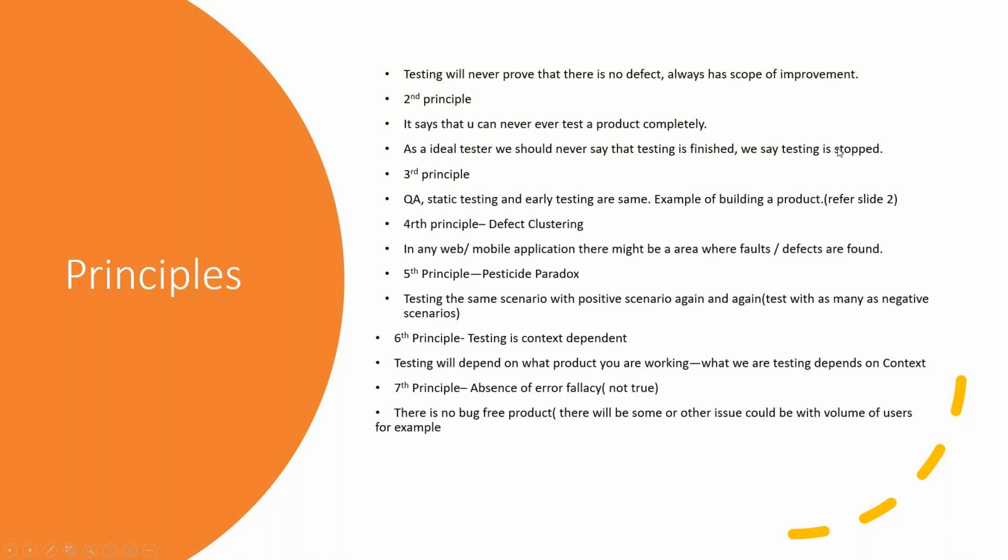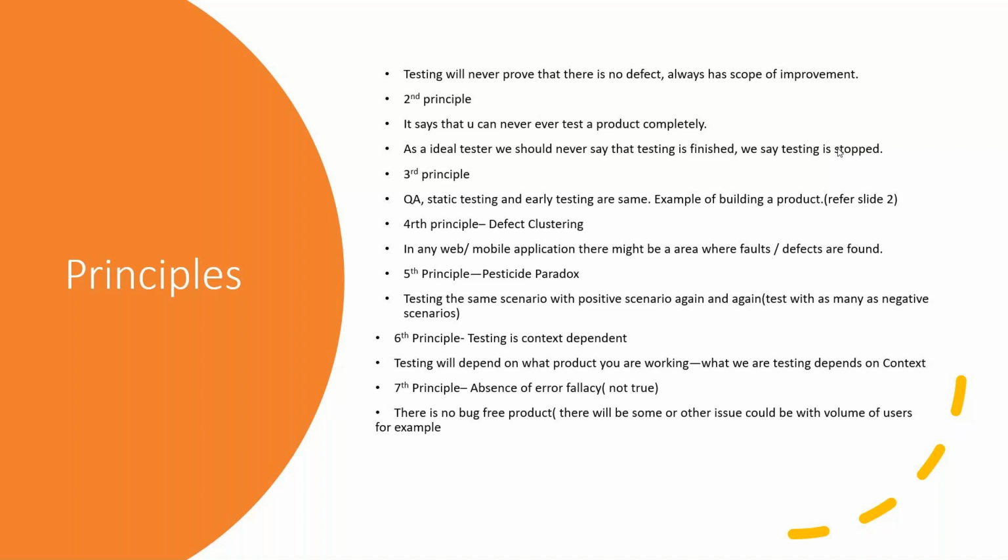If in a project they ask you whether testing for a particular requirement is completed, you should never say that requirement testing is finished, because there might be some improvement, or something that you have missed. We have to say we have stopped the testing for that requirement, and now you can go through the next step, test closure activities.